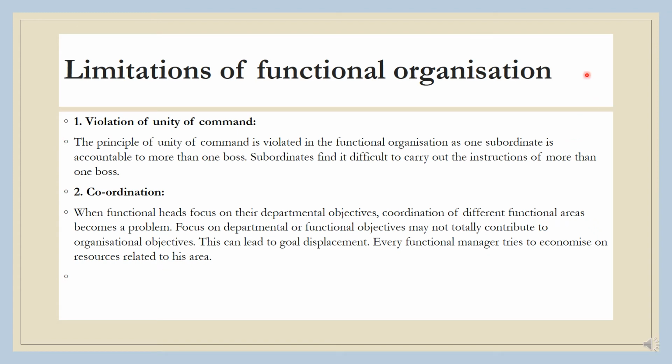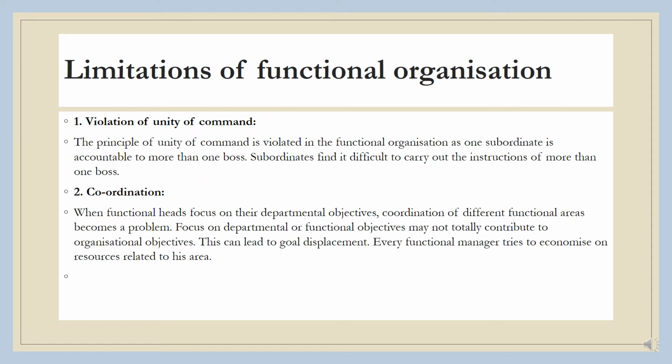Then we come to the limitations of functional organizations. We could actually see that one person is reporting to many other people. So there is a net of authority and responsibility relationship, and hence there is no unity of command. So in this functional organization, there is violation of unity of command. The principle of unity of command is violated in the functional organization as one subordinate is accountable to more than one boss. Subordinates find it difficult to carry out the instructions of more than one boss.